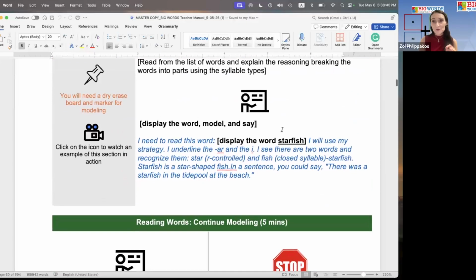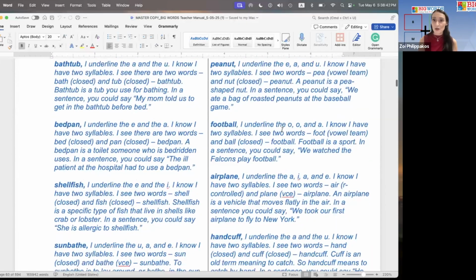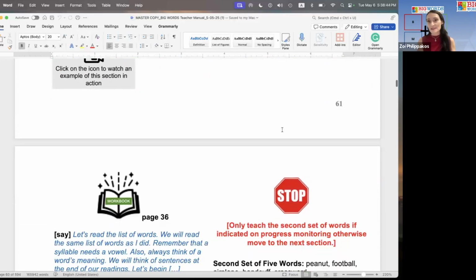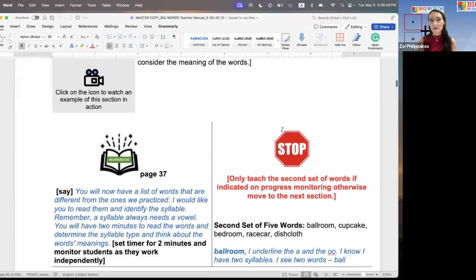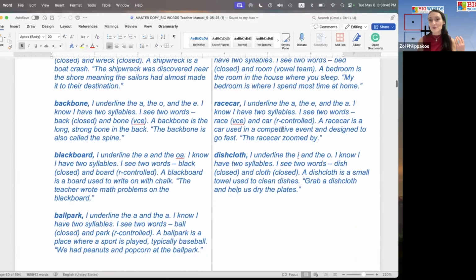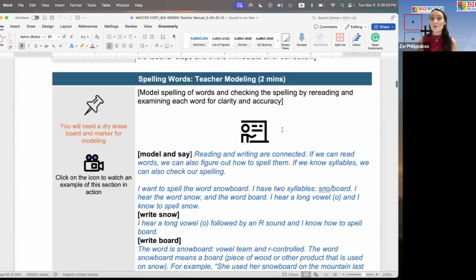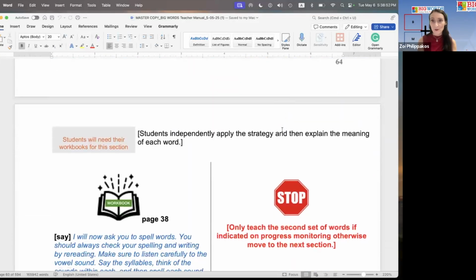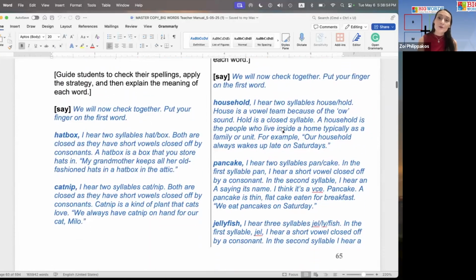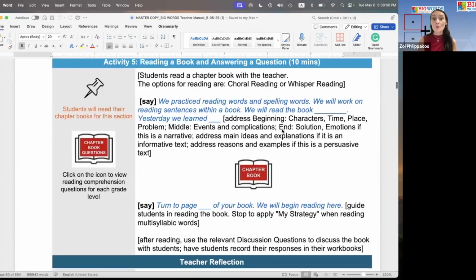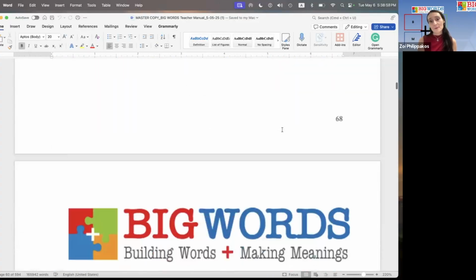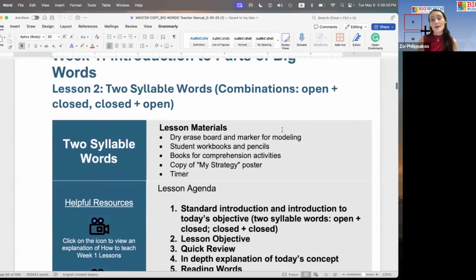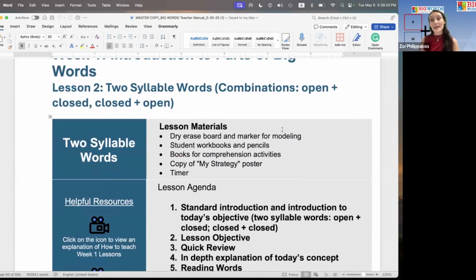So I want to point out to you that we have exactly the same structure that we have in the rest of the lessons, as we started earlier in the preliminary lessons where they learned single syllable words. And that continues as we proceed with the combinations and then later with 3 syllable words.